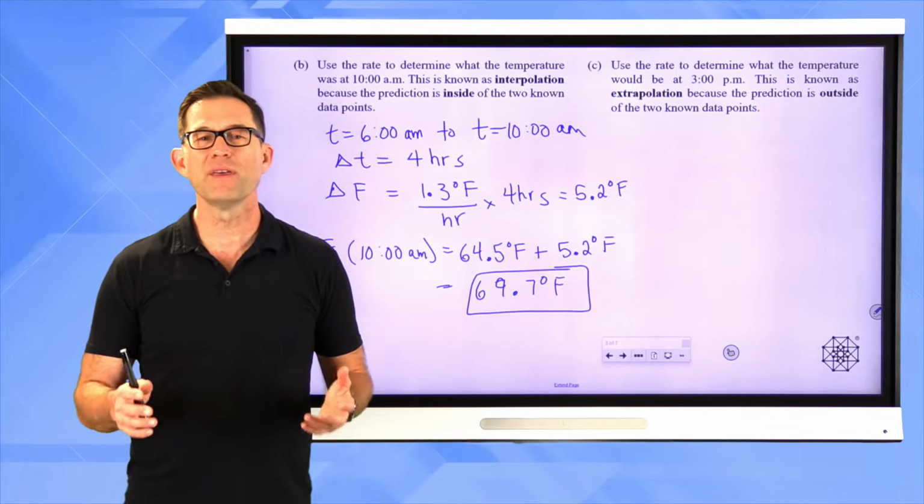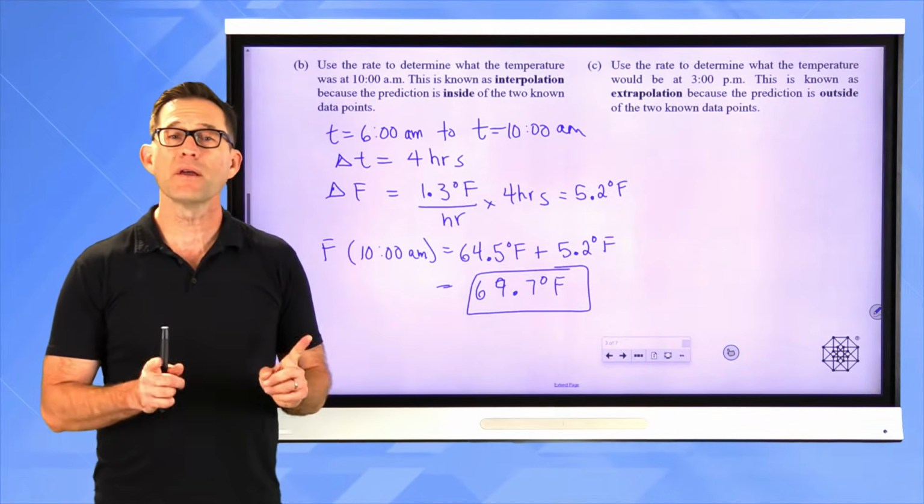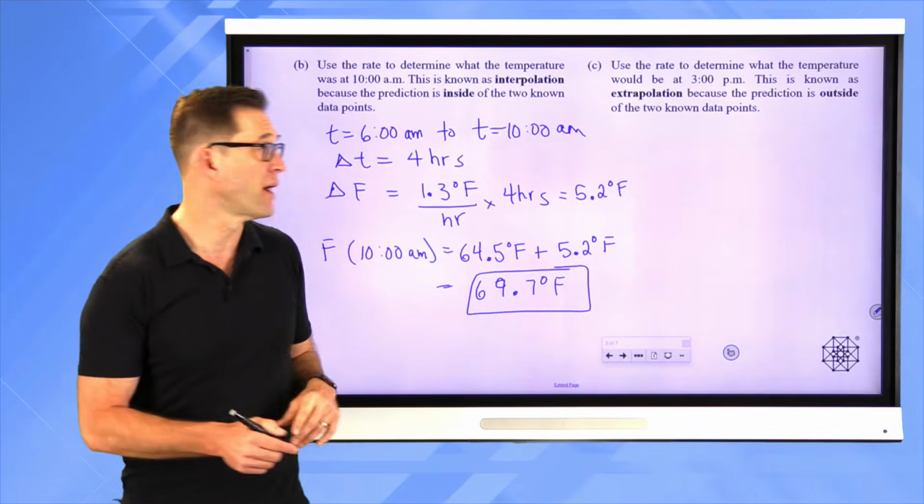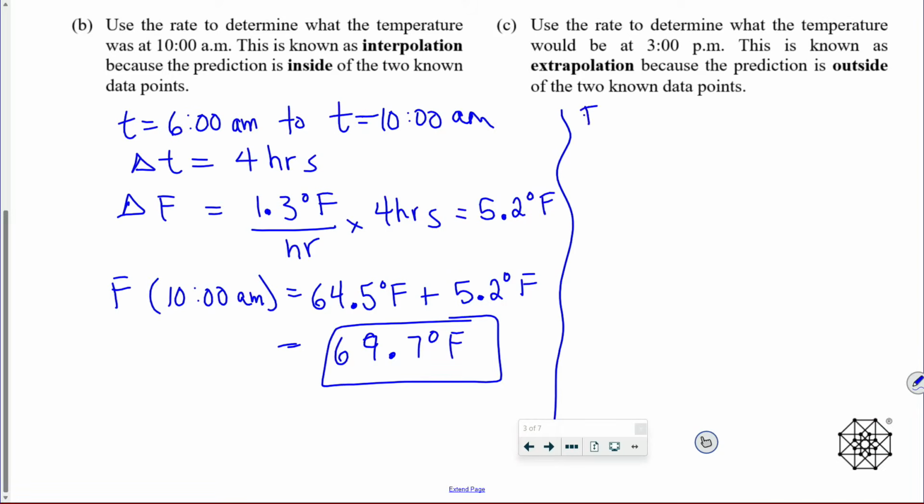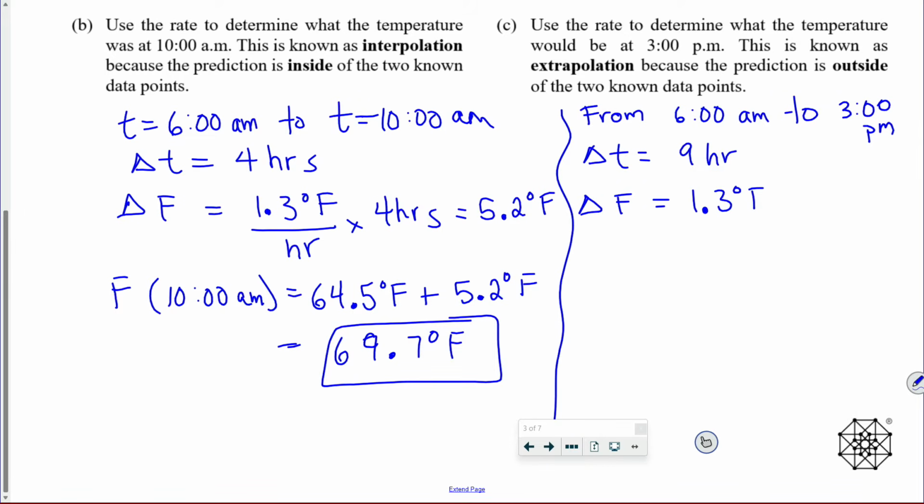All right, well, the AM PM thing here is a little bit challenging to deal with. I'm going to go again from 6 o'clock AM. From 6 o'clock AM to 3 o'clock PM, my delta T, think about this a little bit, from 6 to noon is 6 hours, plus 3 more is going to be 9 hours. So I have a 9-hour change in time. That means my change in temperature, or my change in Fahrenheit during that time, is going to be 1.3 degrees Fahrenheit per hour times 9 hours.